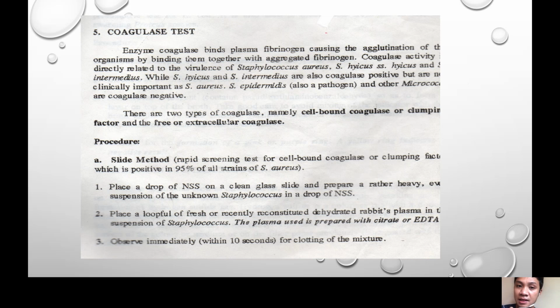So for the procedure, you should have fibrinogen as your substrate. The source of our fibrinogen is rabbit plasma. That's collected through citrate blood or EDTA blood, and then you just need to centrifuge this and get the plasma. You put your plasma on the slide, then drop your bacterial inoculum. A positive result would be clotting or clot formation.